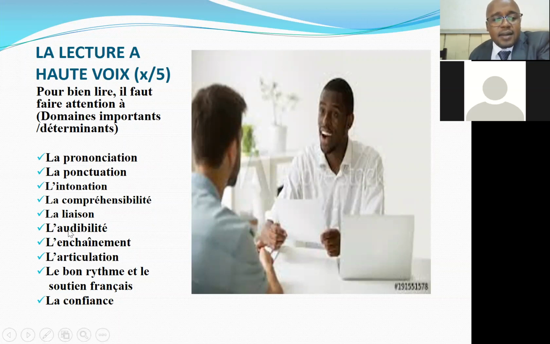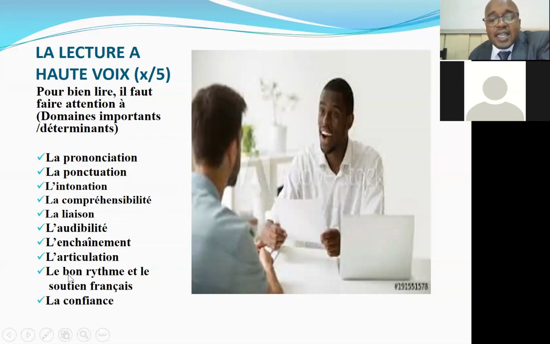L'audibilité, audibility, just like it seems in English. L'enchaînement, I'll be talking to you about the slight difference between la liaison and l'enchaînement. Then we have l'articulation, articulation.